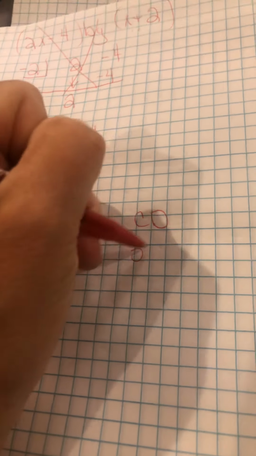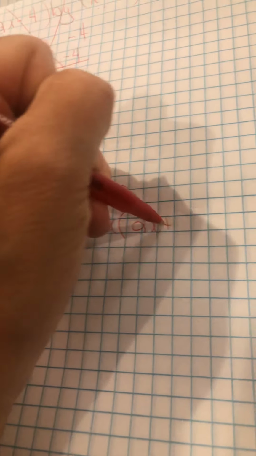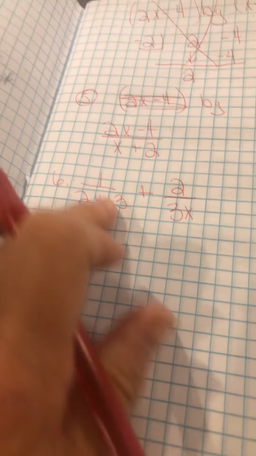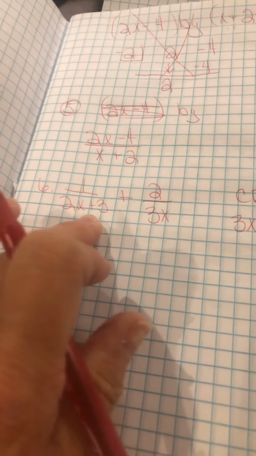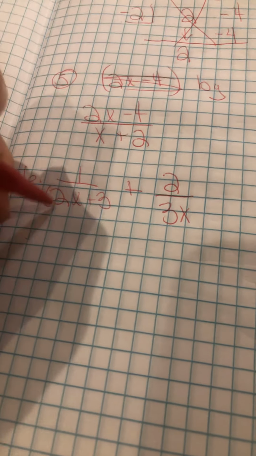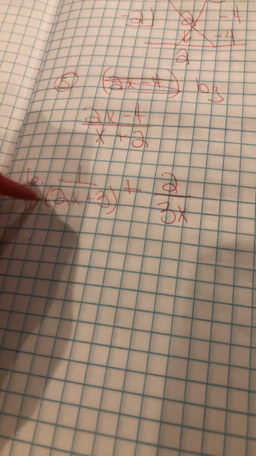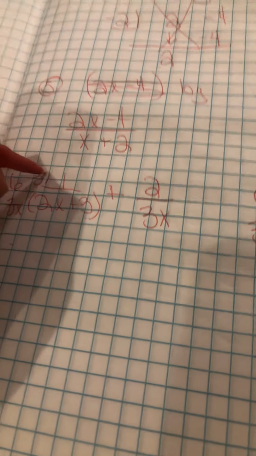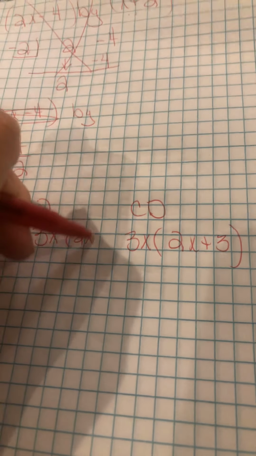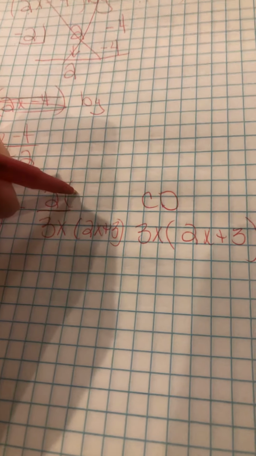So our common denominator is going to be 3x multiplied by 2x plus 3. That means that both of these denominators have to be that. So what do I have to multiply by the 2x plus 3 to make it this? Well, the 3x. So what I'm going to do is multiply this denominator by 3x, but we've also got to do that to the numerator.